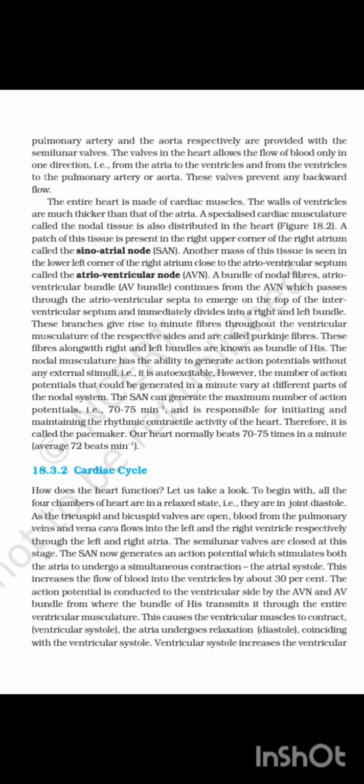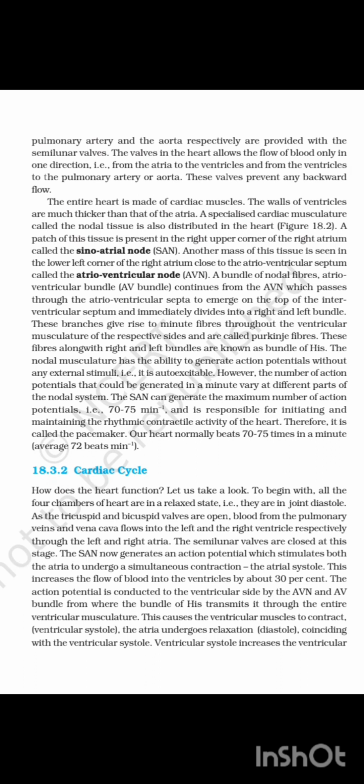18.3.2 Cardiac cycle. How does the heart function? Let us take a look. To begin with, all the four chambers of the heart are in relaxed state. They are in joint diastole, and the tricuspid and bicuspid valves are open. Blood from the pulmonary veins and vena cava flows into the left and the right atria respectively, and through them into the ventricles. The semilunar valves are closed at this stage.